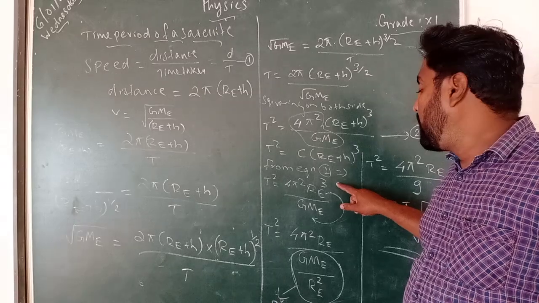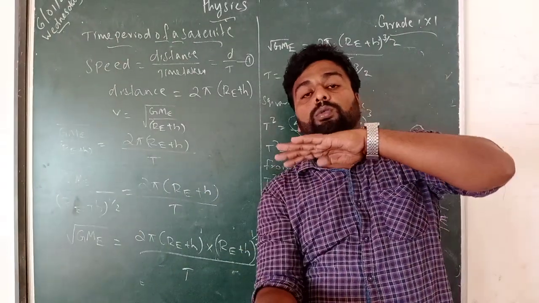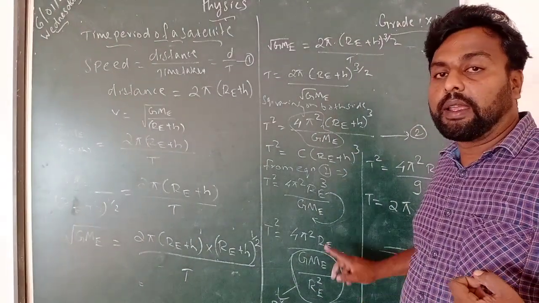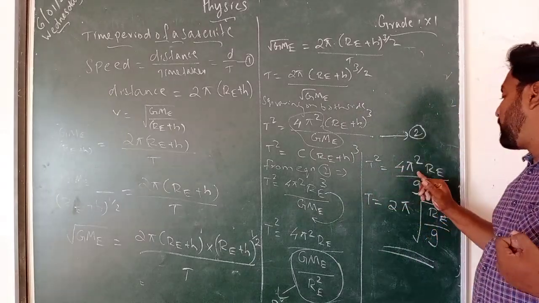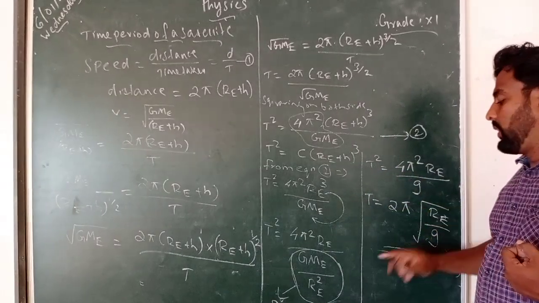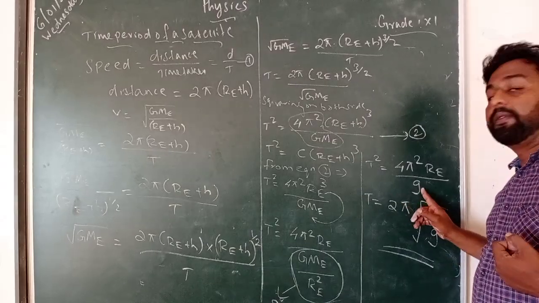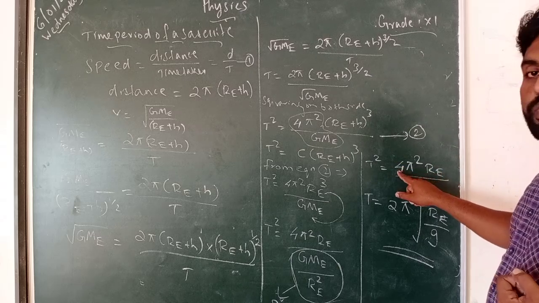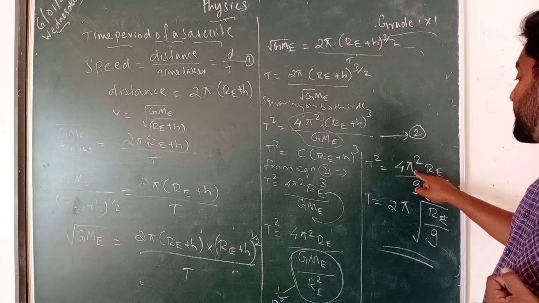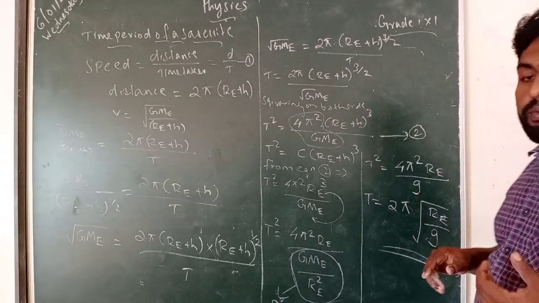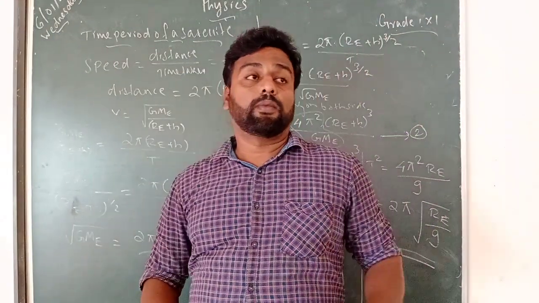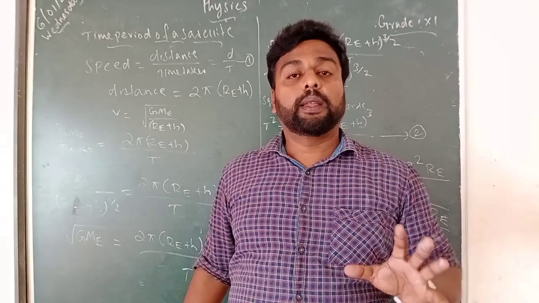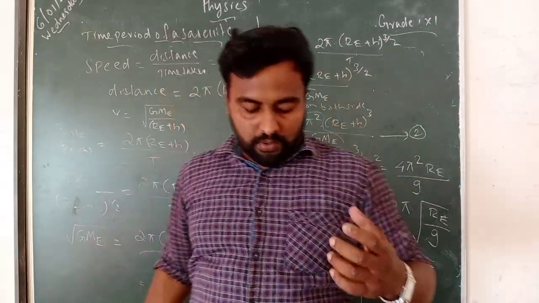From this Re cube, if we take Re square down to this GMe, it will become g. So we are doing that, splitting and changing. So remaining 4 pi square Re by g we will get. And in this step GMe by Re square is g. Now putting the square root, square root of 4 is 2, and square root of pi square is pi. Then square root of Re by g. This is the formula we use to find out the time period for the satellite to complete one rotation.